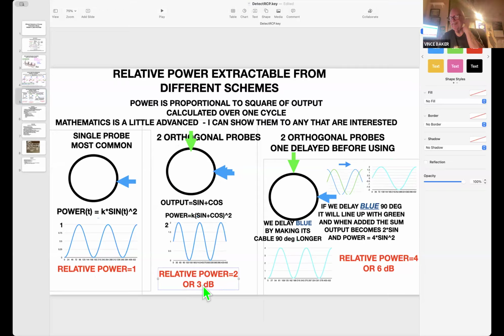So if you add a second orthogonal probe and just tie them together, you're going to get 3 dB improvement. Well, that may not be worth it. But let's look real carefully here. Let's take this blue wave and delay it, and we add them up. This guy has slid over to here, and we get a curve like this. I put this magenta in there because that happens to be the color combination of blue and green. If you look at the power, we get this, and the relative power is 4, or 6 dB, and that might well be worth it.